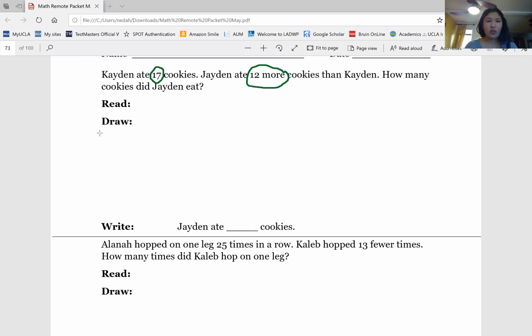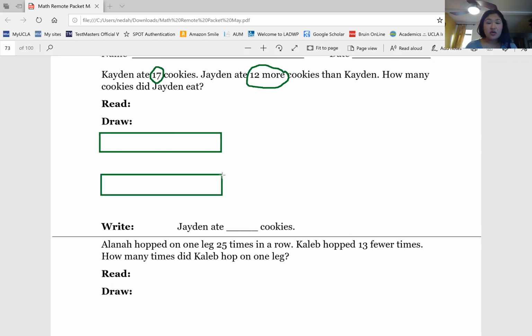So we have one part of 17. We know that Caden ate 17. Then we know that Jaden ate 17, but then also 12 more. I know this because the problem says Jaden ate 12 more cookies than Caden. So he ate the same amount as Caden and then 12 more. Whoa, that's a lot of cookies.